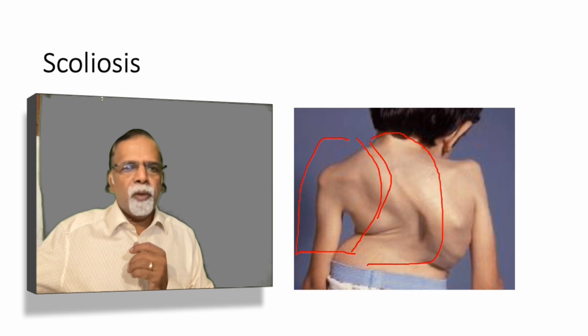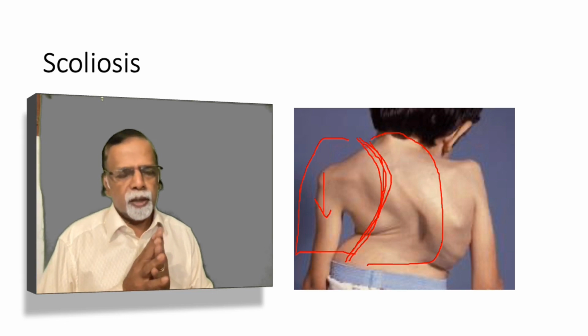So when the volume on the right side is decreased, what will happen? If it is with a respiratory cause, the spine will bend like this. So convexity towards the left side means volume loss is on the other side. Hope this point is clear to you.